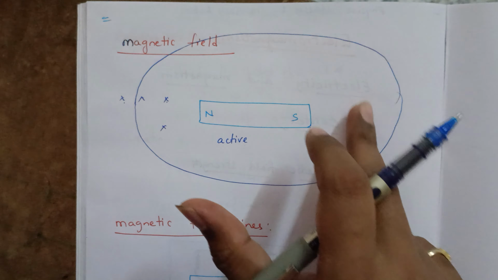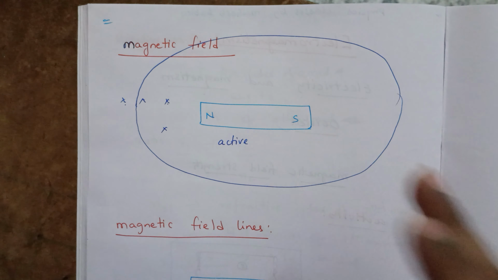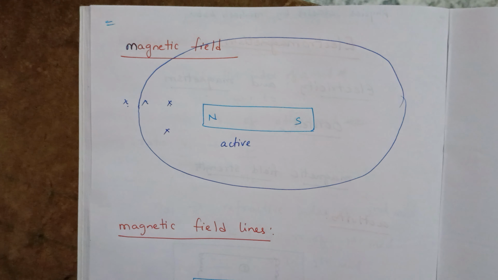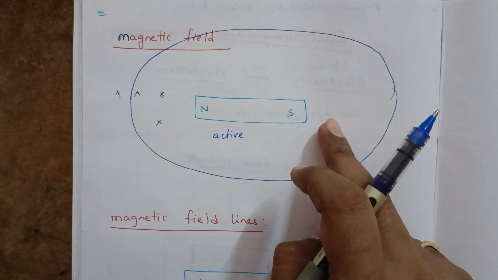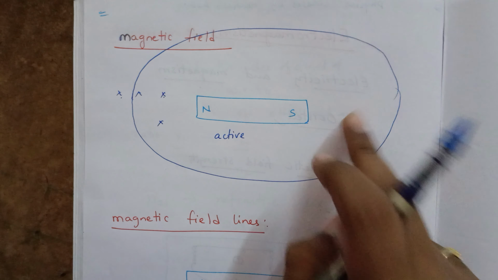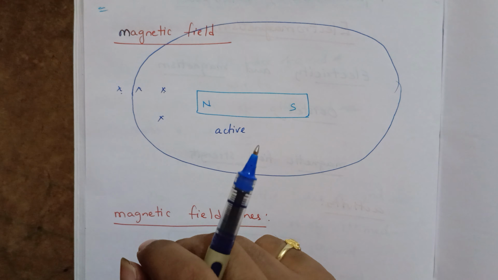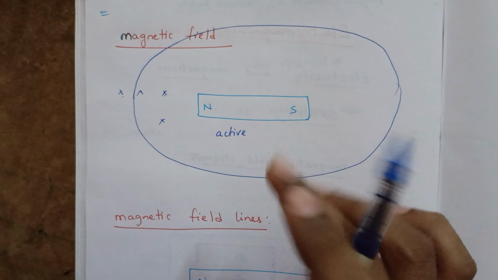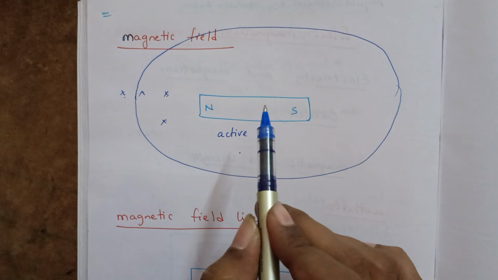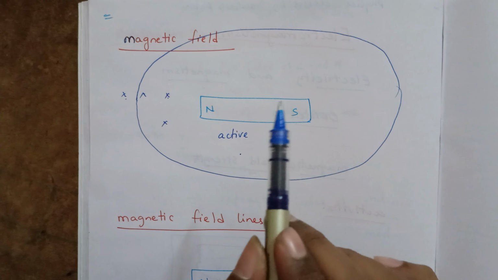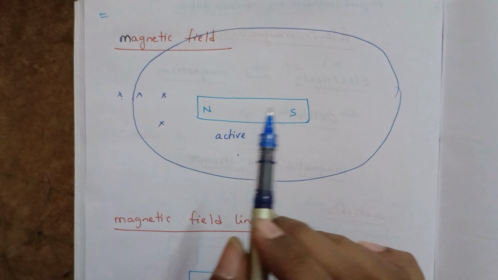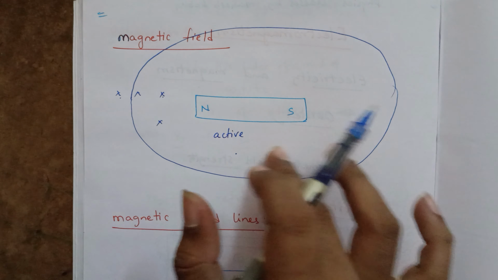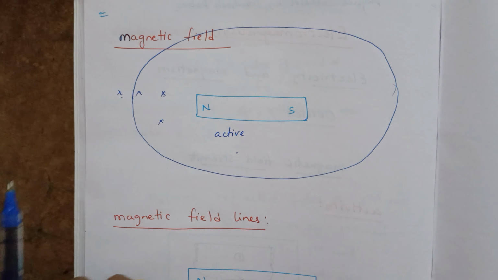If I keep any object here, it can be attracted by the magnet. Beyond that, it is not able to attract. So this is the magnetic field. It is three dimensional. Here, if I place it, it attracts; here also it will attract. Up to the limit, up to which extent it can attract, that region, that boundary, is known as the magnetic field.